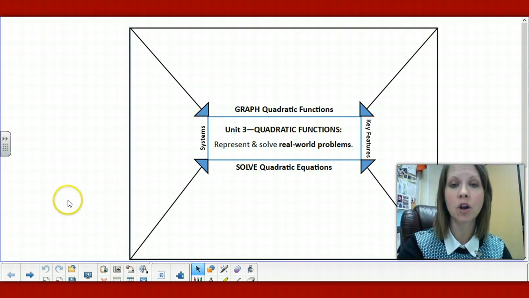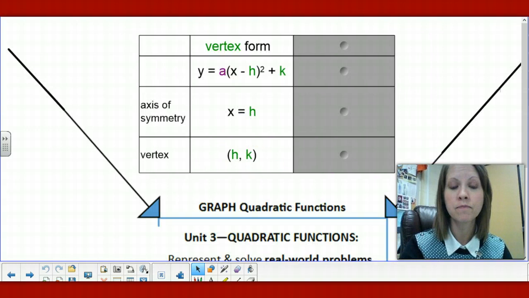Okay, notice that all roads lead to this middle: represent and solve real-world problems. So we're going to be moving in that direction over the next couple of days. For the purposes of this video, I'm going to talk to you about vertex form. I'm looking at the top part of that organizer. You have to be able to graph quadratic functions.